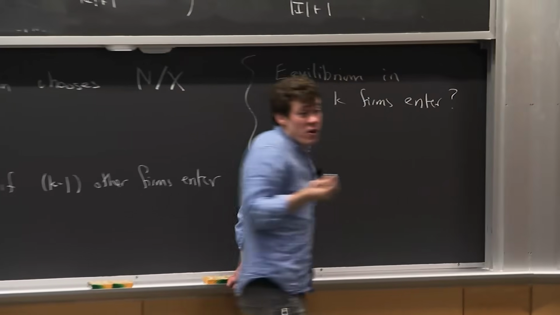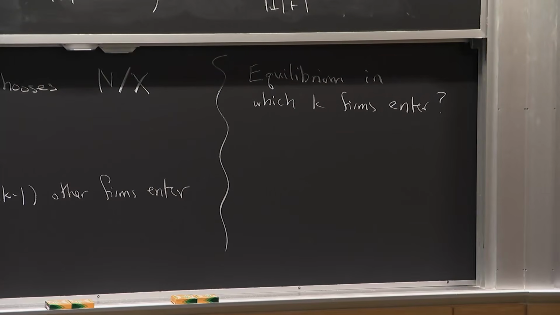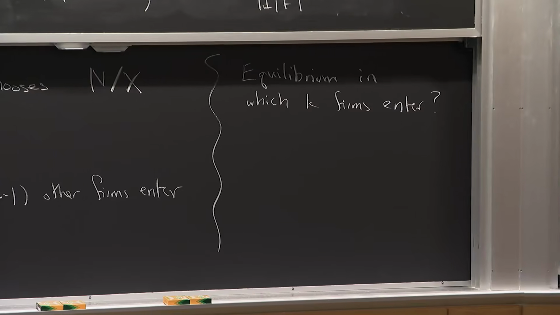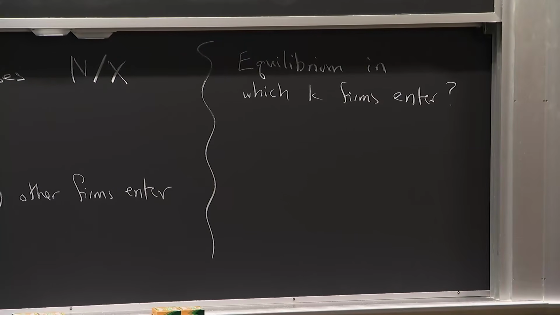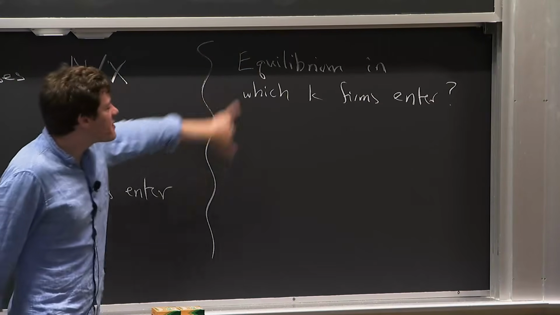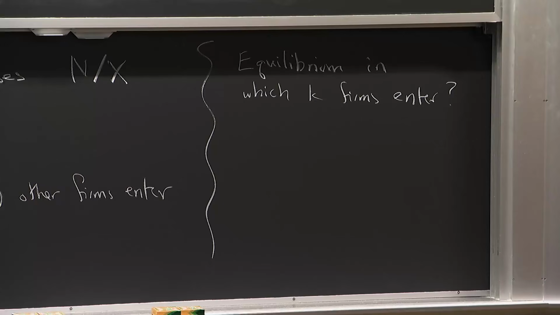So let's look for an equilibrium, and if there's an equilibrium where k firms enter, it's not actually going to matter which k. Then there'll be an equilibrium for any subset of size k because all the firms are the same. But this may not exist. So let's try to think, if there's an equilibrium in which k firms enter, what must be true? It means each of the firms that entered finds it optimal to enter, and each of the firms that doesn't enter finds it optimal not to enter.